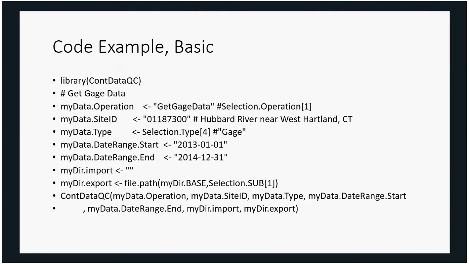For my start date and end date, I'm going to get January 1 of 2013 to December 31 of 2014, so I'm going to grab 2 years' worth of data. As you can see, I followed the ISO standard for a 4-digit year, 2-digit month, and 2-digit day. There's no import directory for this one, so I can leave it blank. For my export directory, I used my base directory, which is getwd, the working directory that I specified in my code, and then a selection subdirectory that relies on a little bit of extra code that's in the example file, and then the ContDataQC call where I just string it all together.